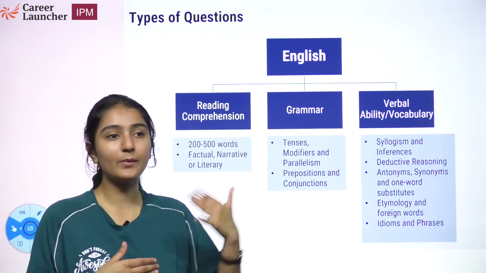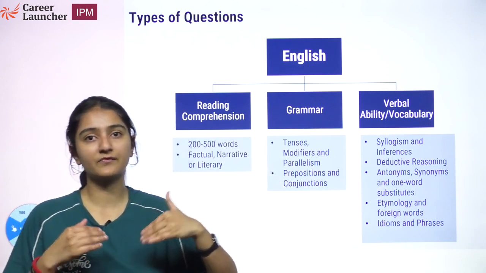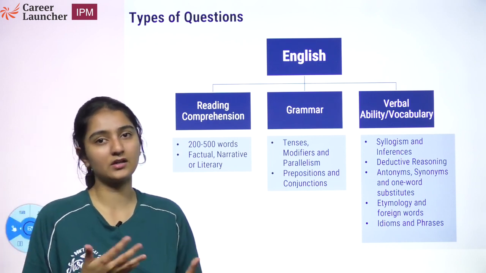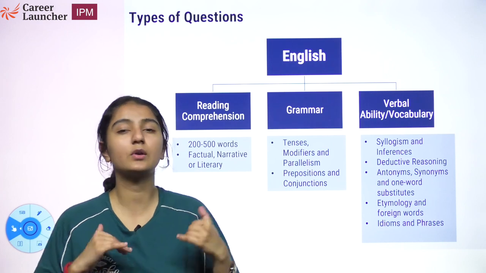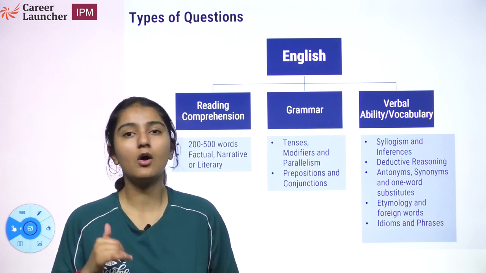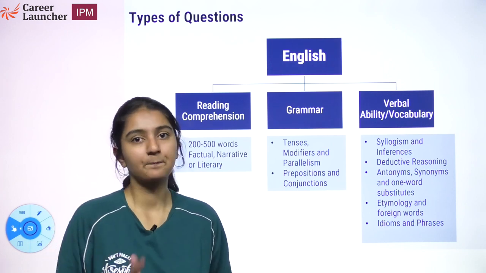Factual passages are where they've given you straight up facts and figures and you have to arrive at an answer by going through the question. Narrative and literary passages are sort of subjective in a way where you can also sense the tone of the passage or what the author is trying to say.